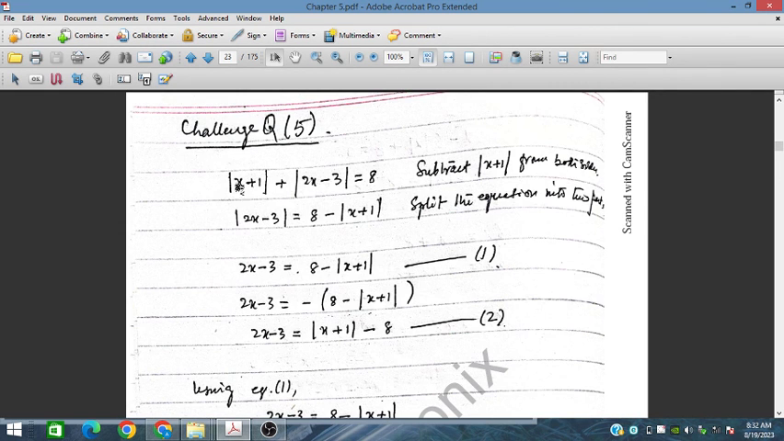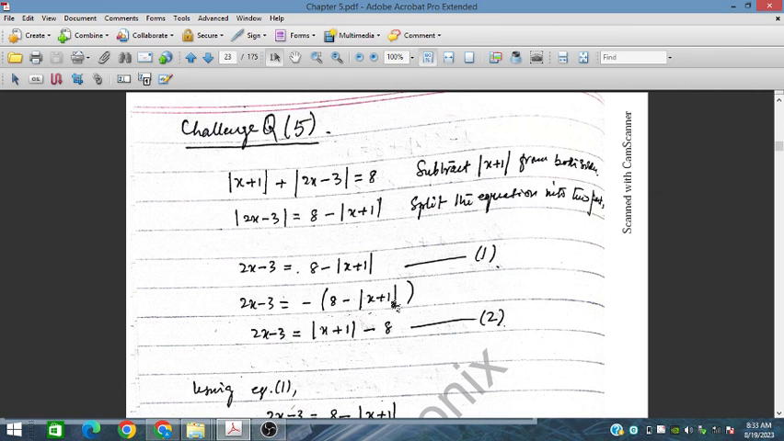So this is question number 5, a challenging question. Modulus x plus 1 plus modulus 2x minus 3 is equal to 8, and we actually reshaped this. We shifted x plus 1 to the other side. So on rearrangement, we have modulus 2x minus 3 is equal to 8 minus modulus x plus 1. So we have this equation 1, and for the positive value, if we open this in the positive, we have this.